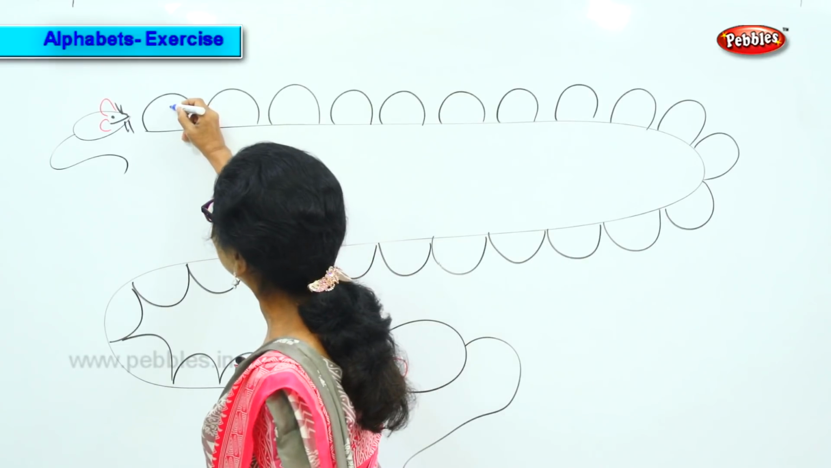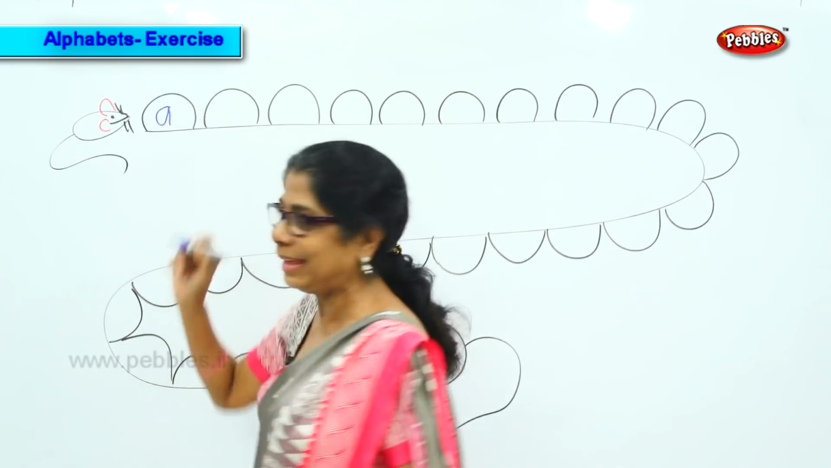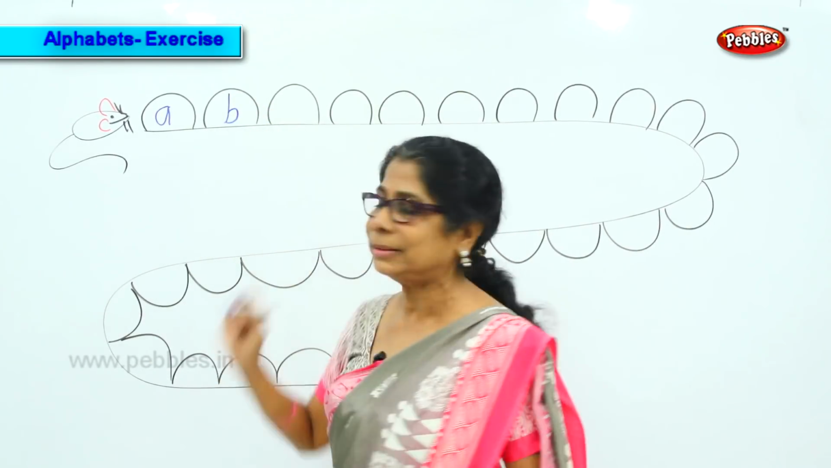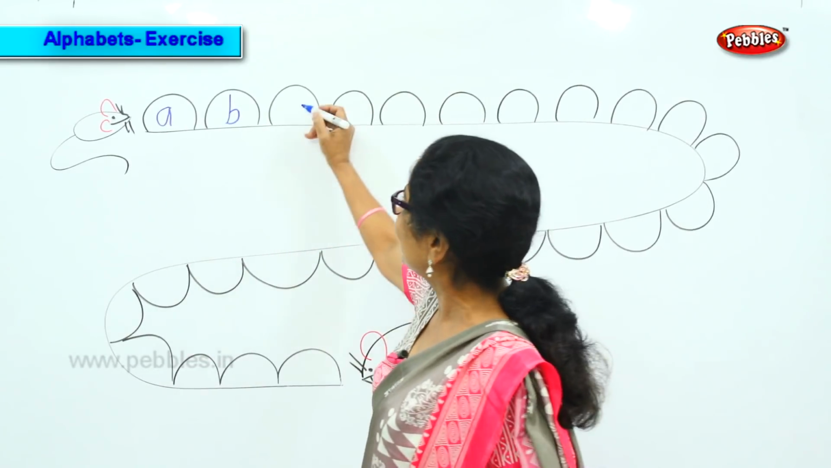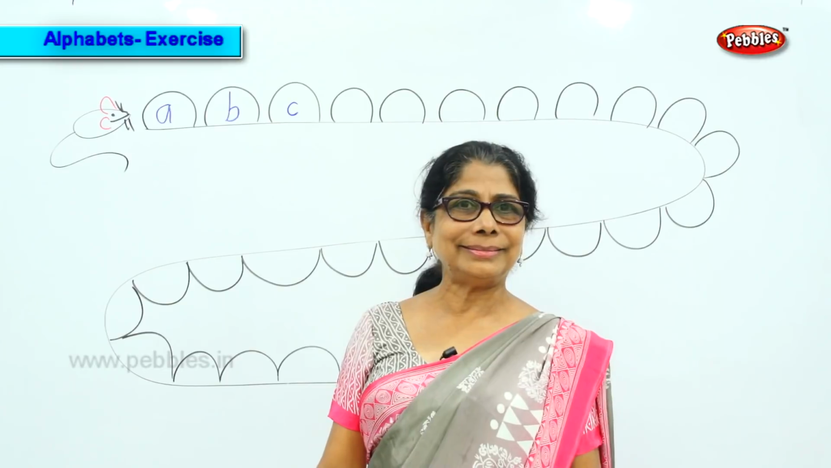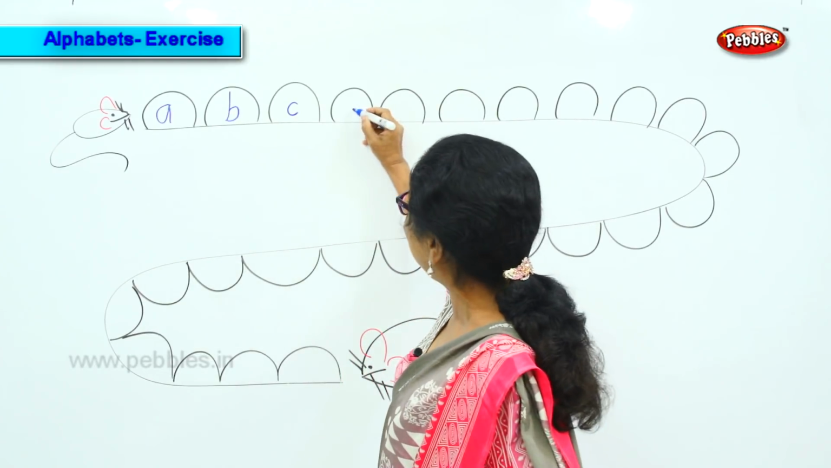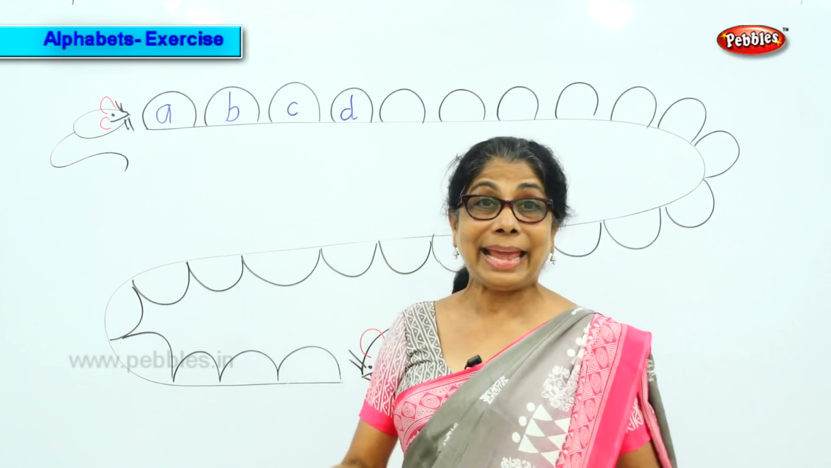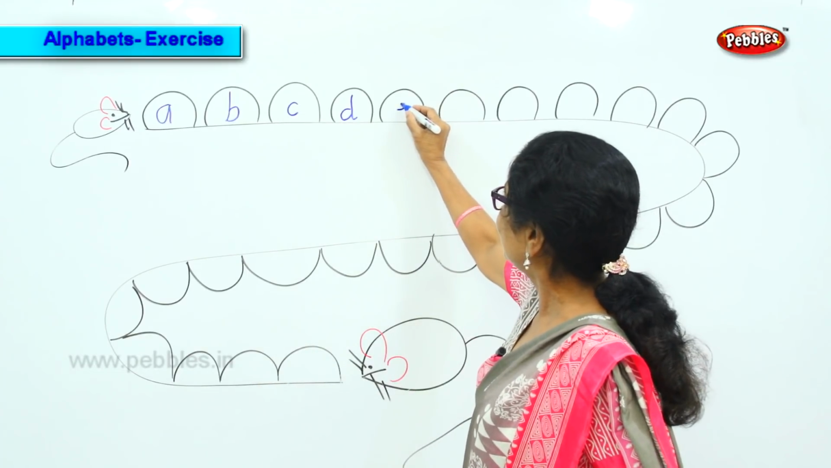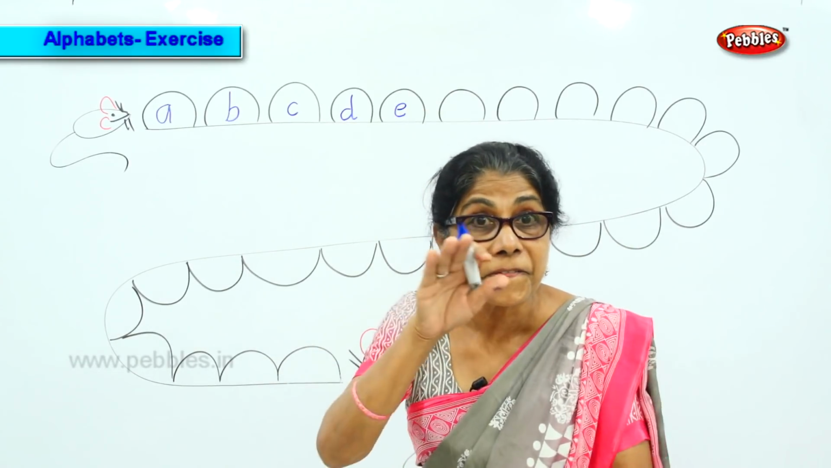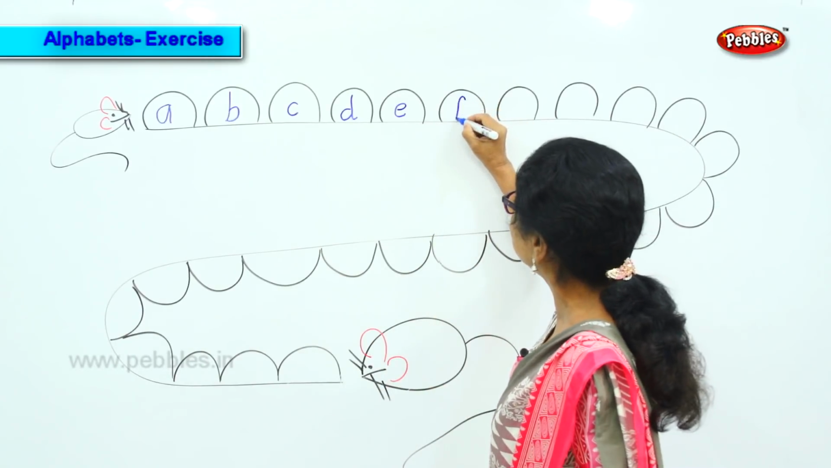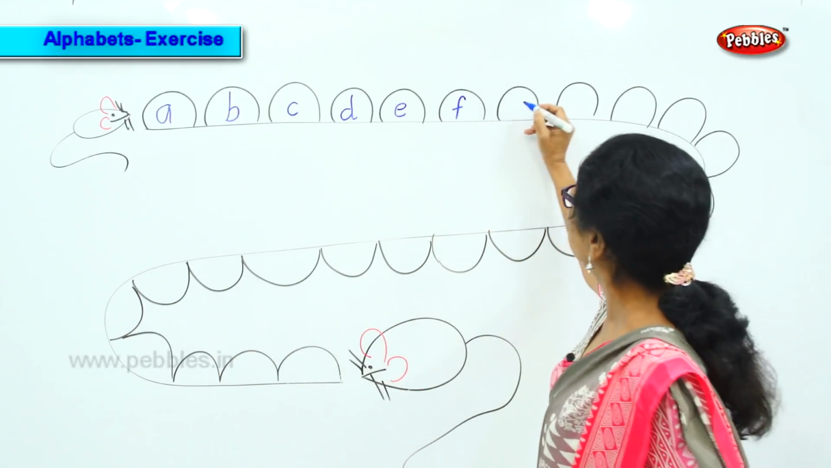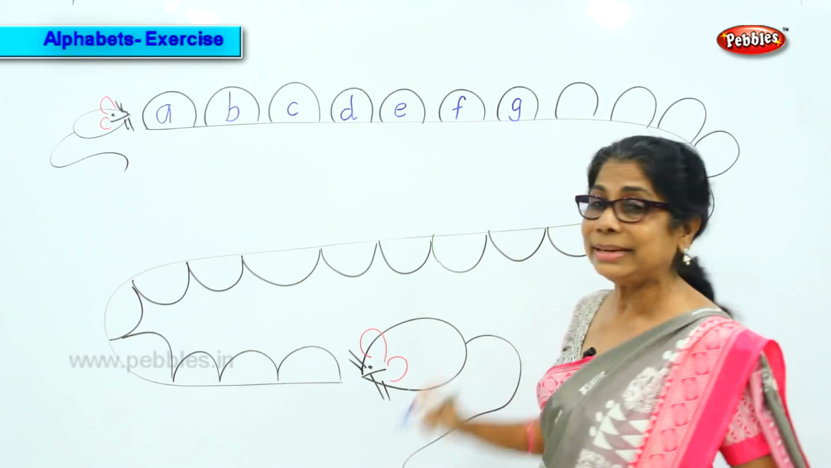You write small letter A. A. Next. Correct. B. Next letter. K. Very good. Small d. D. Next. Egg. Letter F. G, G, G. Very good. Next.